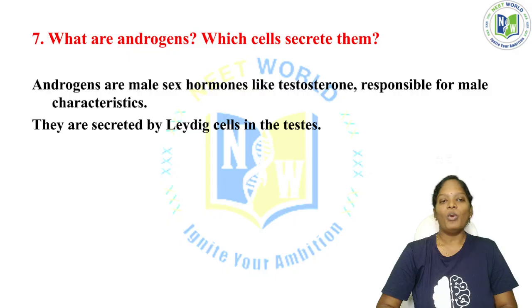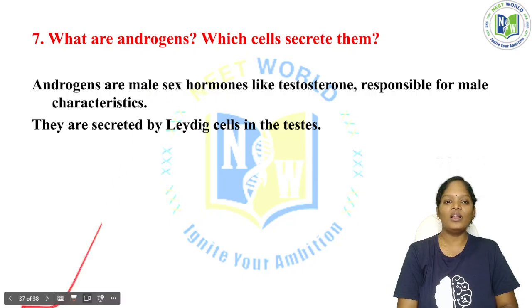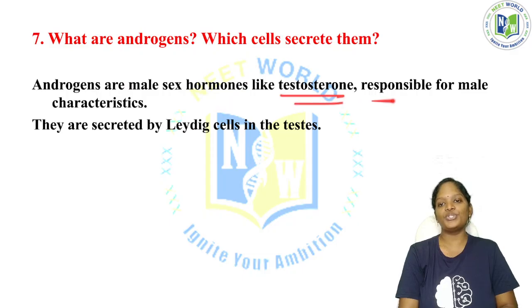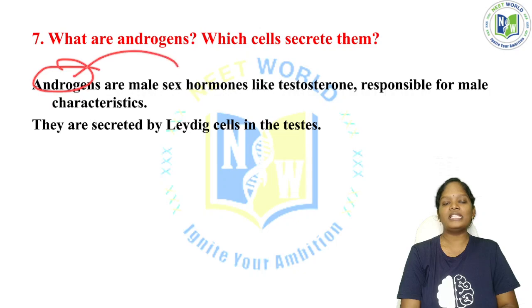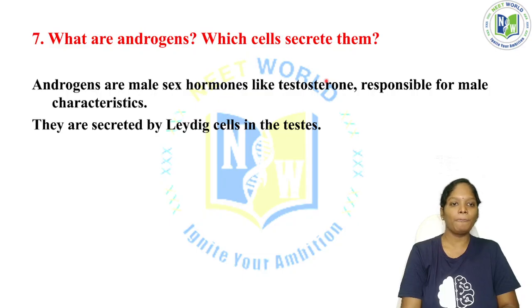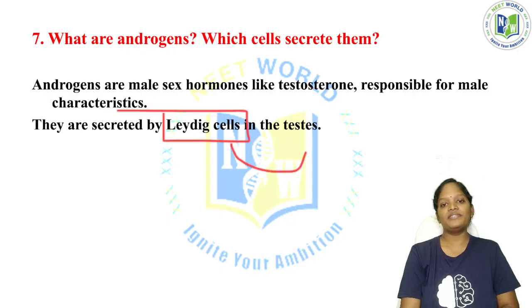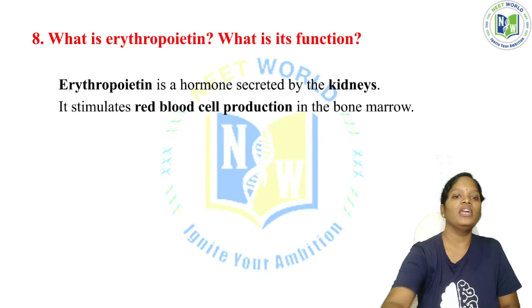Okay. Now, what are androgens? Which cells secrete them? Okay. So androgens are called the male sex hormones. Okay, so the male sex hormone is nothing but testosterone. They are responsible for male characteristics. This is the one responsible for male sexual characteristic features. Okay, now, how are these male sex hormones like testosterone secreted? It will be secreted by the Leydig cells. Leydig cells are present in the testis region.